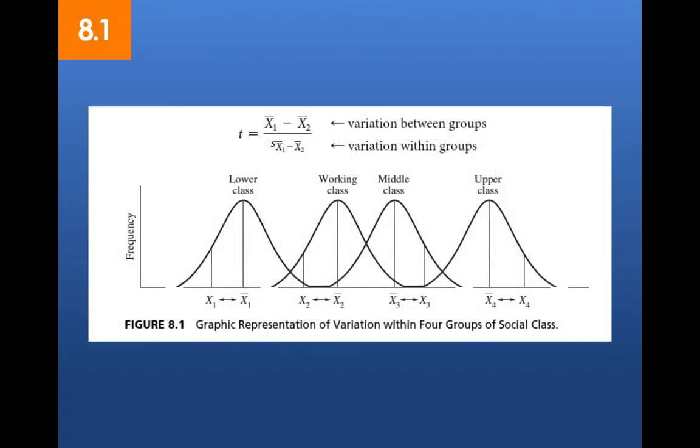Here we've got a comparison across four groups: lower class, working class, middle class, and upper class. Notice on the top, we've got the between group variations, the differences between the X bars, and on the bottom, the variation within the groups.